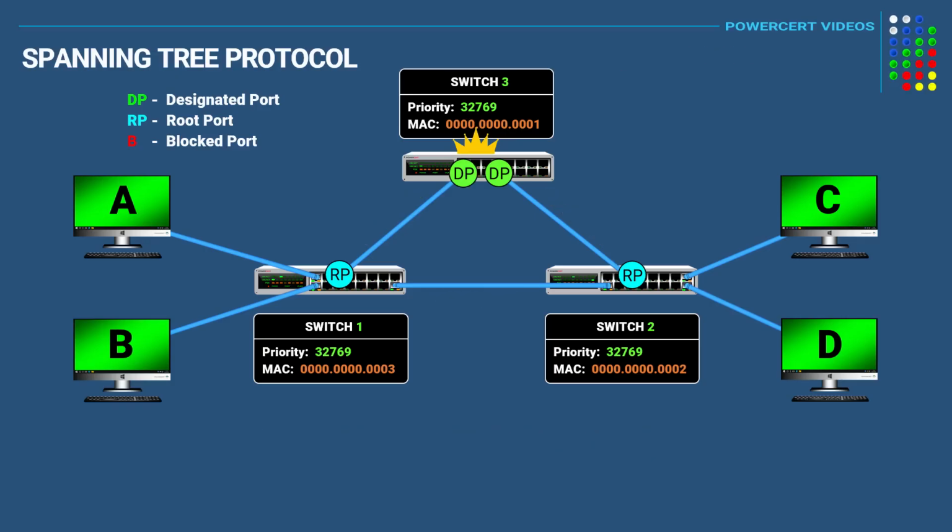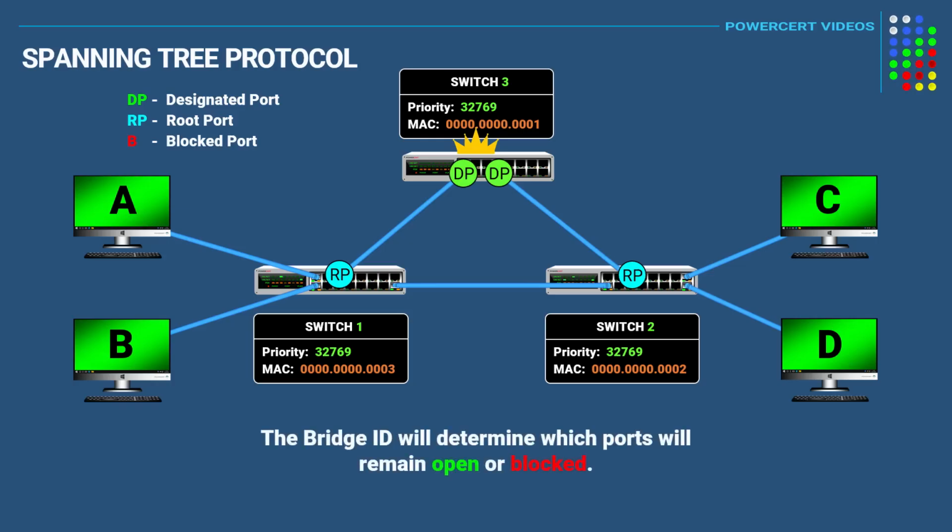So now that we have our root ports figured out, it's time to determine which of these last two remaining ports are going to be blocked to prevent broadcast loops. And the way to determine which port will remain open and which one will be blocked is again based on the switch's bridge ID. And since the lower bridge ID wins, the port on switch 2 will remain open and be labeled a designated port. But the port on switch 1, because it has a higher bridge ID, its port will be blocked. So by blocking this port, it will shut down this link, which will prevent any broadcast loops.